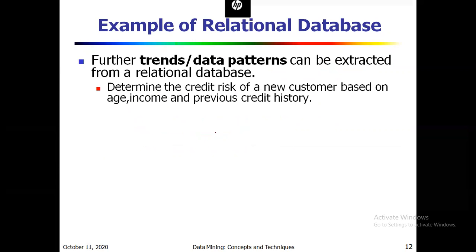So data patterns can be extracted from a relational database. For example, if we want to determine the credit risk of a new customer based on age, income, and previous credit history, we can determine this.